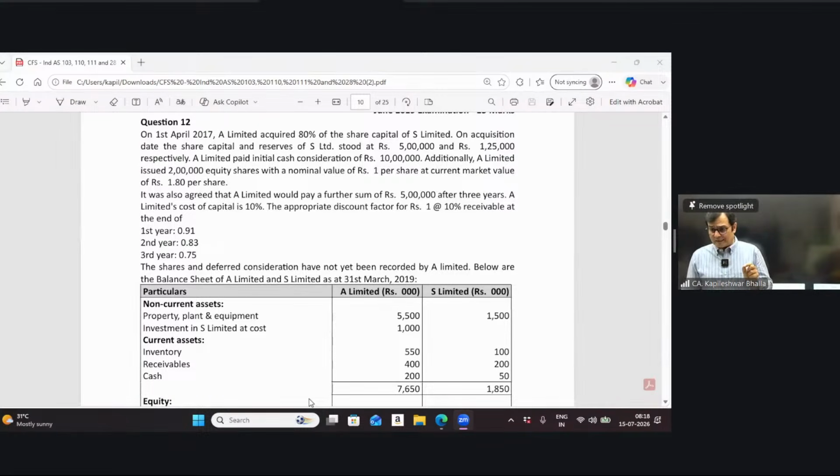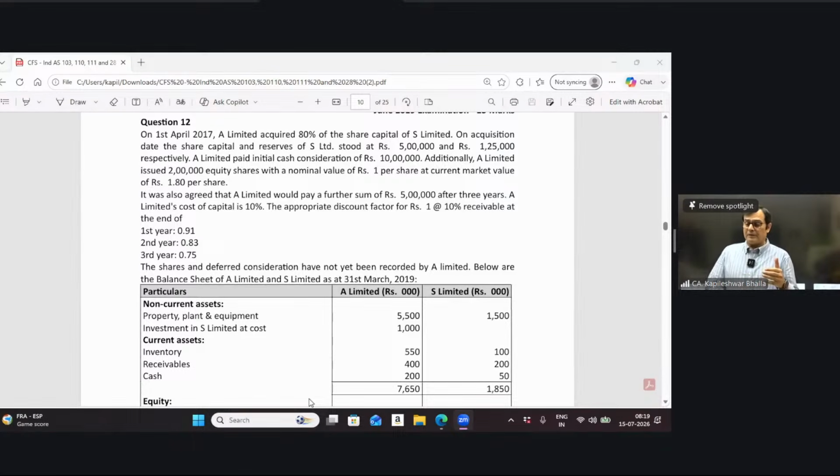So question number 12, it says on 1st April 17, A acquired 80% share capital of S. On the acquisition date, the share capital and reserves are given respectively, and A paid an initial cash consideration. Additionally, A issued 2 lakh equity shares with a nominal value of 1 at a current value of 1.8. Your purchase consideration comprises initial cash, and there is an issue of shares as well. It is also agreed that A would pay a further sum of 5 lakhs after 3 years. That becomes a deferred consideration.